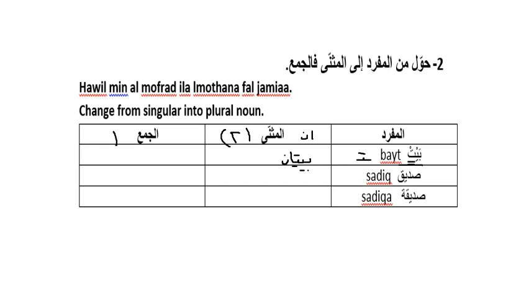The three or more plural form of بيت is بيوت. It has no grammatical rule. It needs to be memorized, which is بيوت.